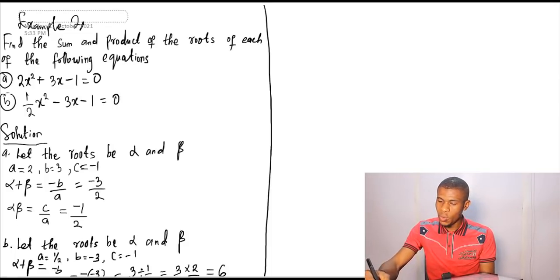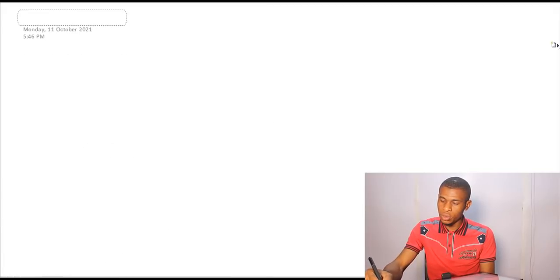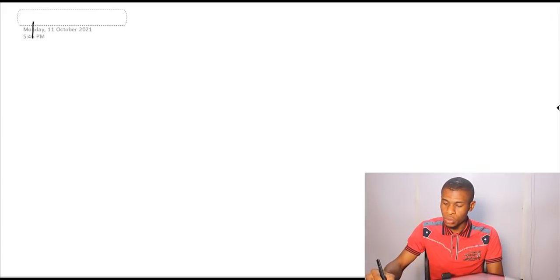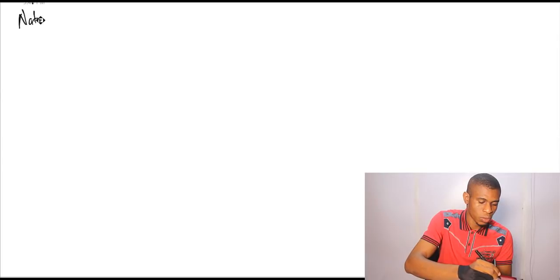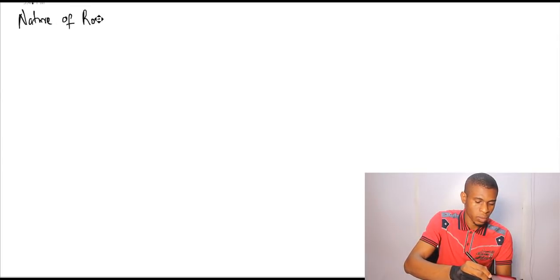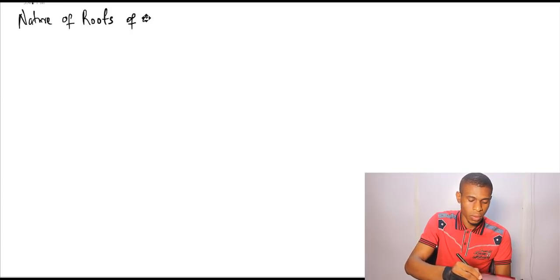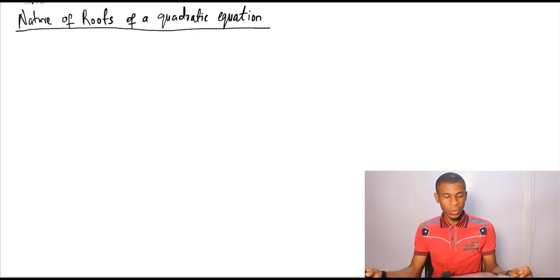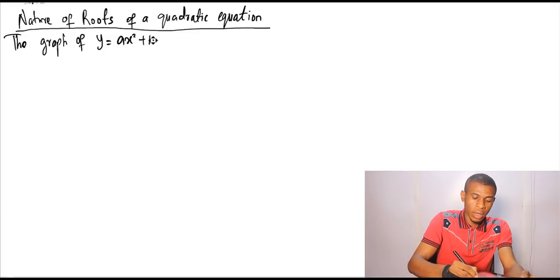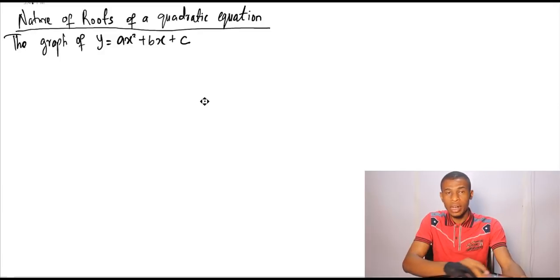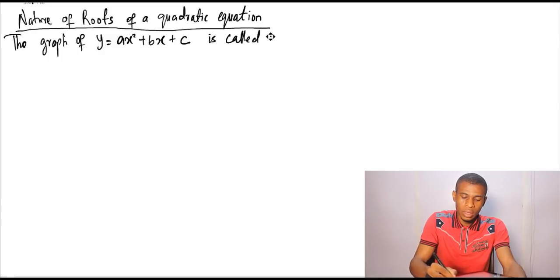As we proceed, we are going to look at the measure of roots of a quadratic equation. The graph of a quadratic equation, the graph of y equal to ax squared plus bx plus c, is called a parabola. It's called a parabola.